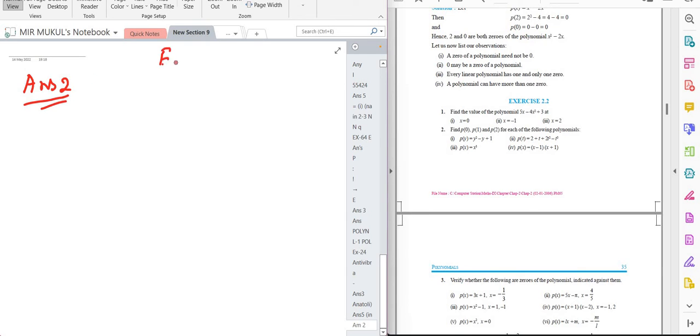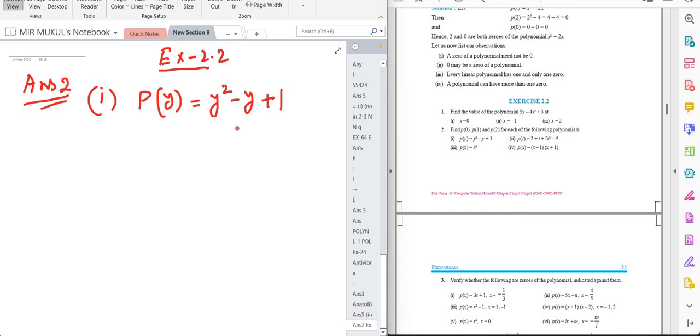Answer to exercise 2.2. Find P0, P1, P2. P(y) is given: y square minus y plus 1. So you have to find P0. P0 means in place of y you will put 0. So here 0, here also 0, here 1, that means we will get 1.